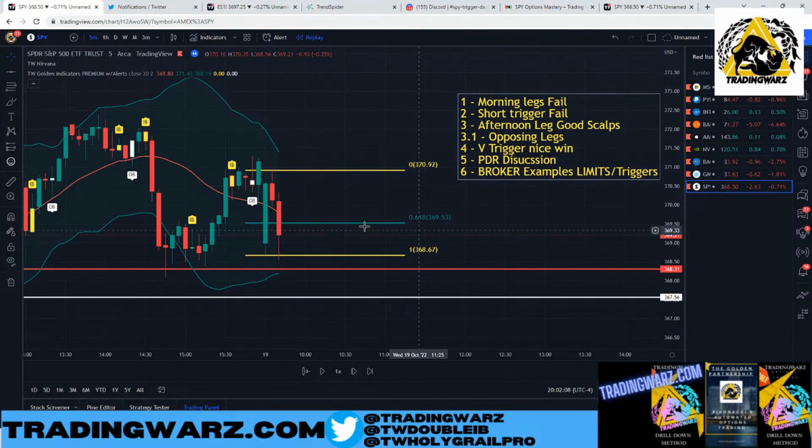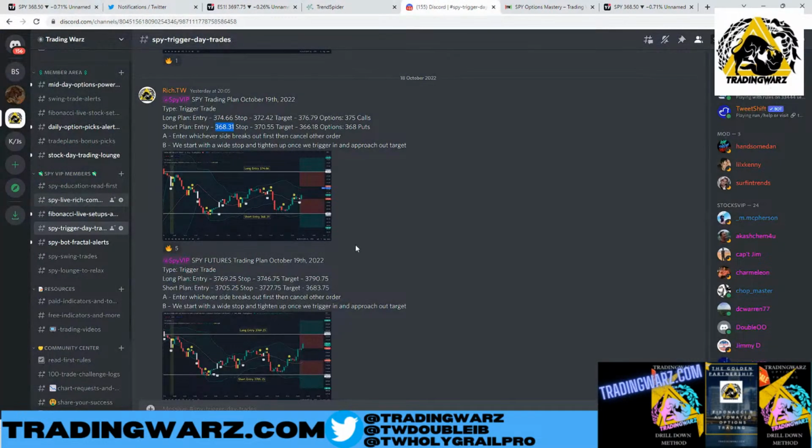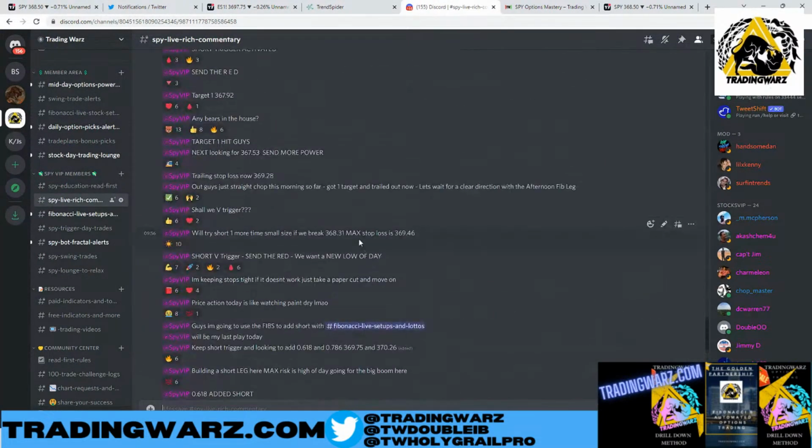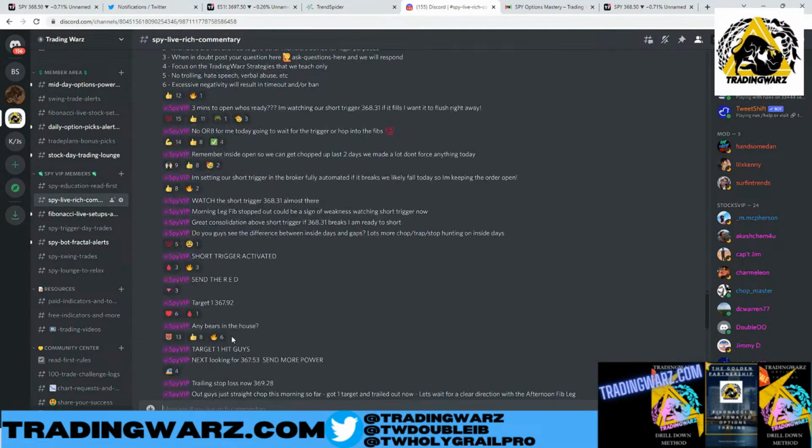Next up, we had the short trigger, and you'll see the short trigger filled, and we got to a first target. So off to a little bit of a slow start today in the morning, the fib failed, but the short trigger we were able to take for first targets. Let me show you guys that commentary right there. So that was short trigger activated, 948, target one hit, guys.